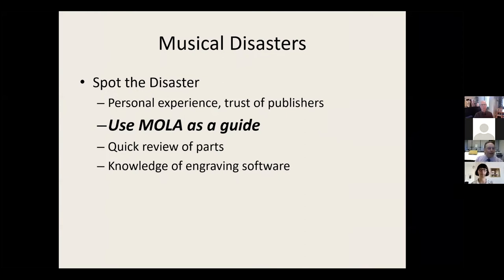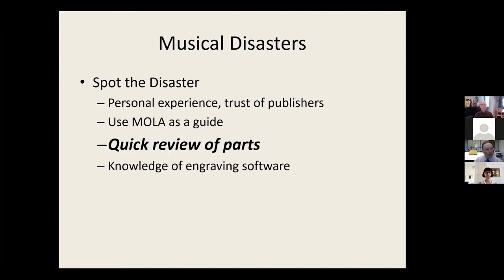Other ways to spot a disaster: use MOLA as a guide, go onto the website, search the forum for some clues. Are there long errata lists for a similar composer or a publisher? And most importantly, just call a friend, call a colleague. What do you know about this piece? Do a quick review of the parts if you're unsure. Just thumb through. Are you seeing inconsistencies when you're doing bowing masters? Hold up a flute part next to another flute part. Is one missing a bunch of tempo marks? That's just a quick way to know if a part will have some problems.